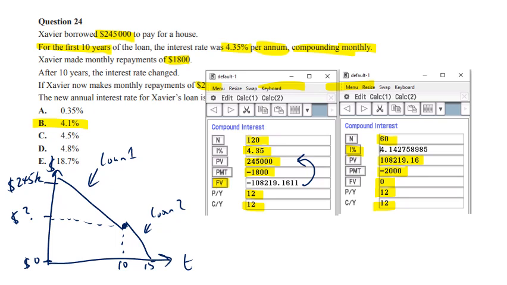So they love these double uses of the financial solver, and they just want to see if you get your positives and negatives correct. Not too difficult if you just keep yourself focused.